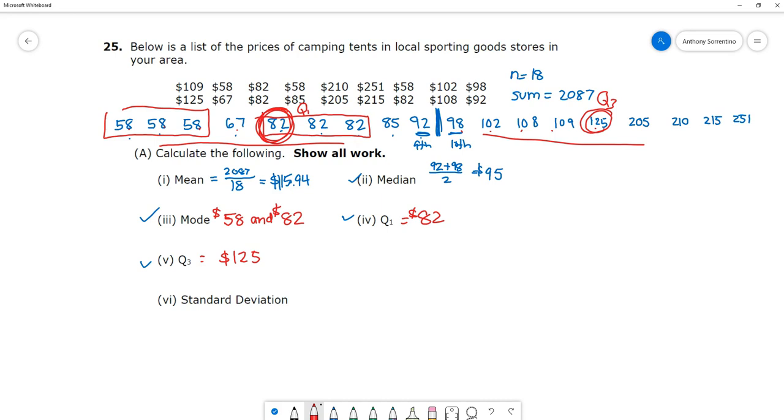Now the standard deviation gets to be somewhat problematic because it's an involved calculation. Usually I set it up using tables and whatnot. So I would say, okay, here are my values.